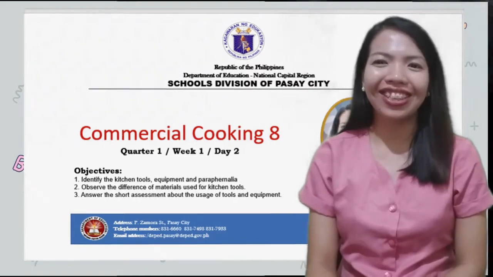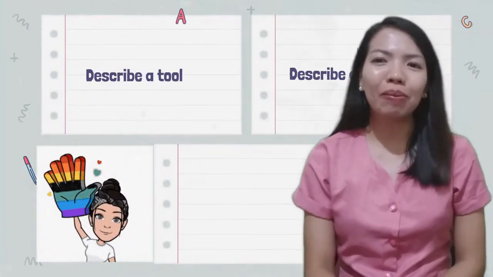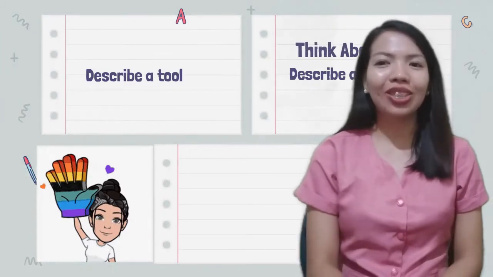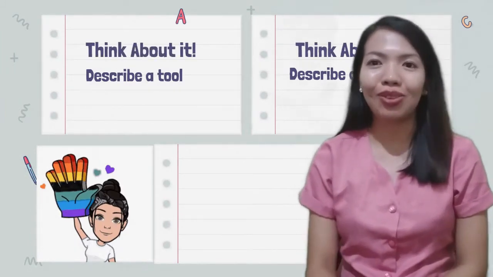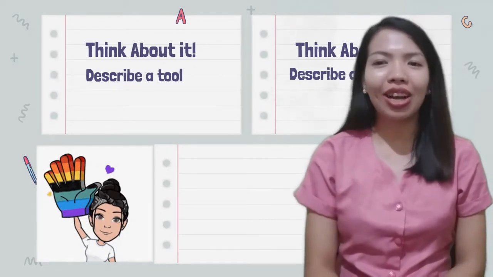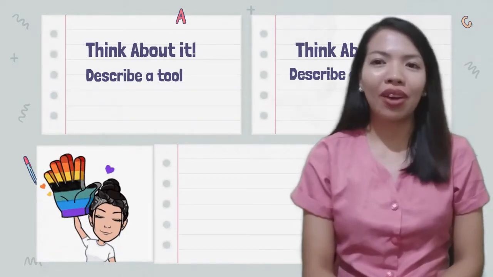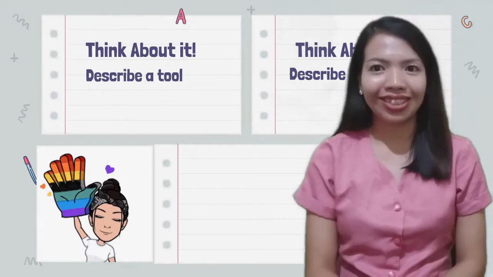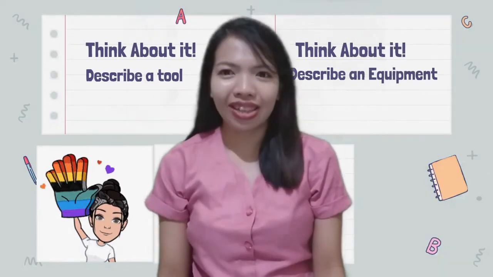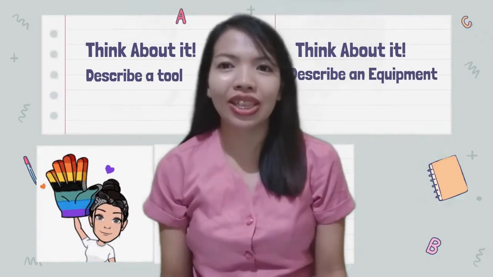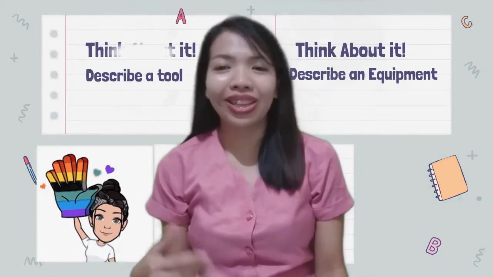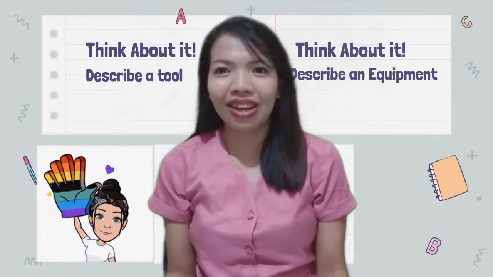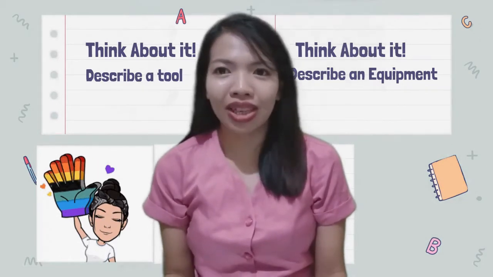Okay, so our lesson today is all about kitchen tools and equipment and their uses. So we are now in day 2 of our commercial cooking lessons. But before that, can you give me words that can describe what is a tool and what is an equipment? Okay, so I will give you time to think about it.